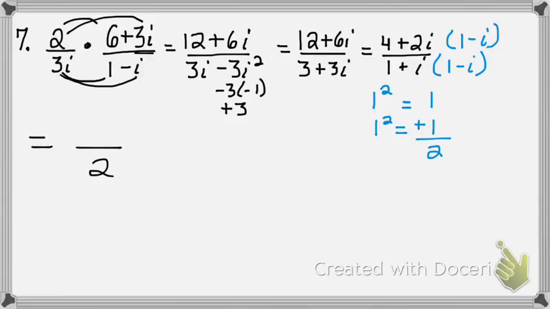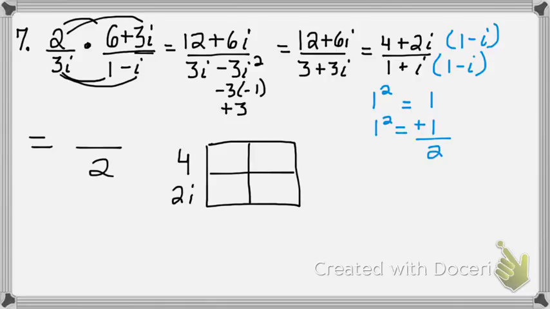Alright, for the numerator, I have 4 plus 2i times 1 minus i. So I would have to use the box method. So I'm going to have 4 and 2i and 1 and negative i. Alright, when I multiply 4 times 1, I get 4, and 4 times negative i gives me negative 4i. And then 2i times 1 is 2i. 2i times negative i gives me negative 2i squared. Again, anytime you see i squared, it equals negative 1, right? So you really have negative 2 times negative 1, which is positive 2.